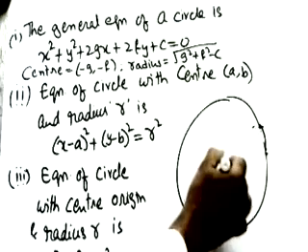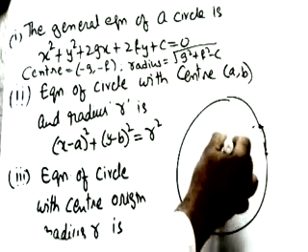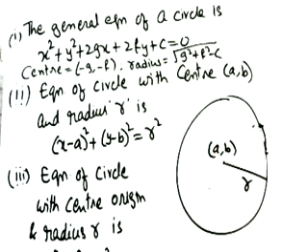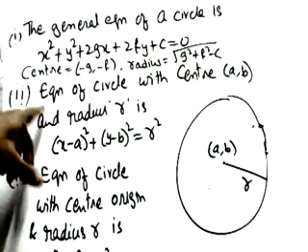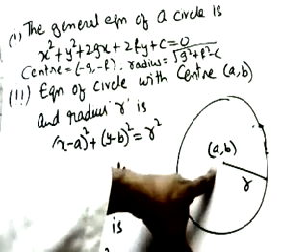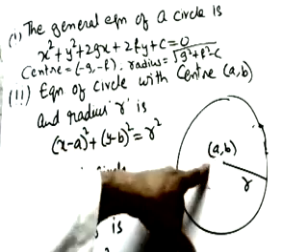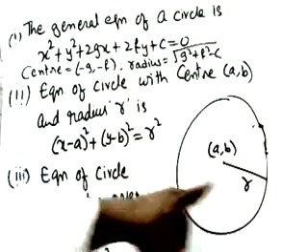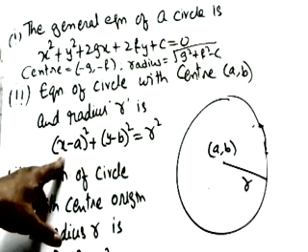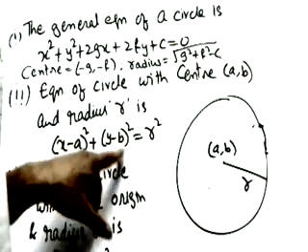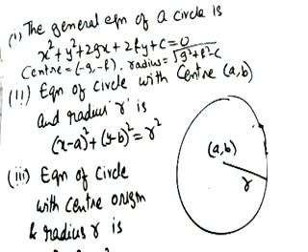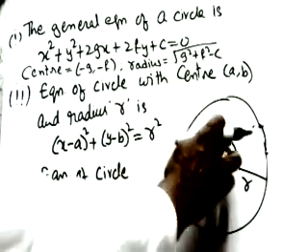Now the second method is, suppose we have center a comma b and radius r. This is the second formula: equation of the circle with center a comma b and radius r. When we have the center and radius, we can use this formula: x minus a whole square plus y minus b whole square equals to r square.